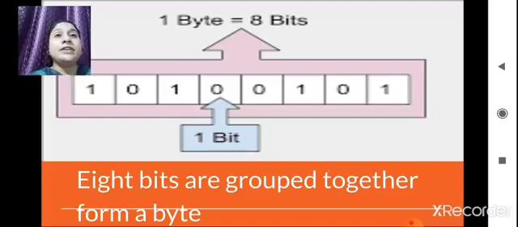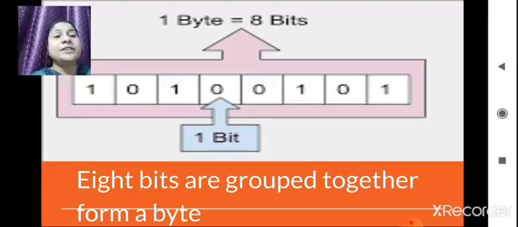Now when 8 bits are grouped together as a unit, they form a byte, okay? So now the combination of 1 0 1 0, when it forms a group together, it is called a byte.